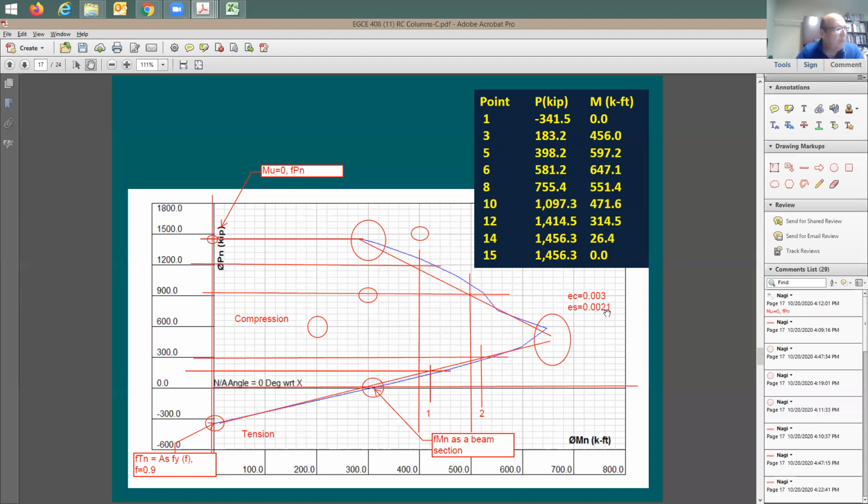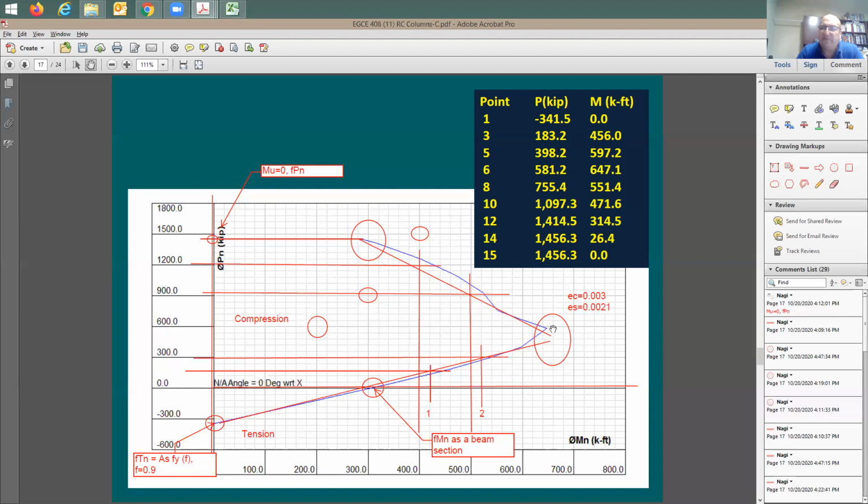Now, where do you think the compression control is going to happen? Is it going to happen beyond this point in this direction, or is it going to be happening here? Look at this. This is going to be more like a pure column with just pure axial load, right? So this side is going to be the compression control, and this is going to be the tension control side. And this is going to be the point between them. We call this the balance point, if you like.